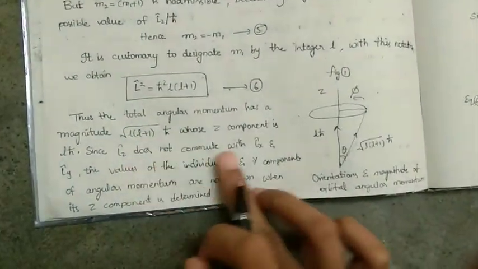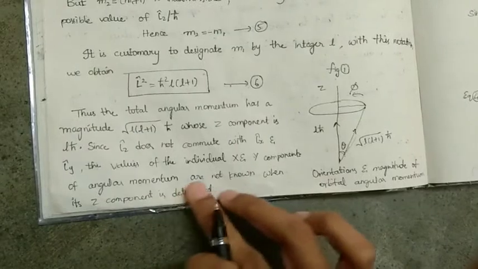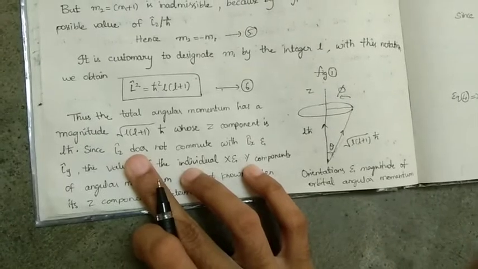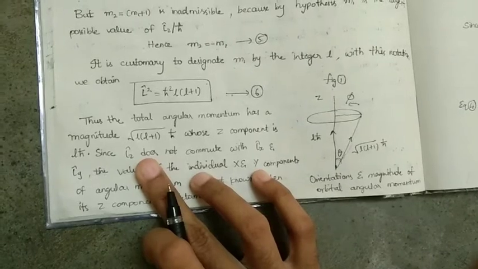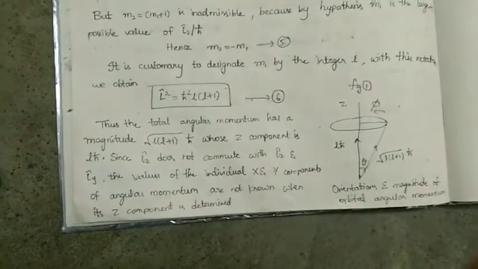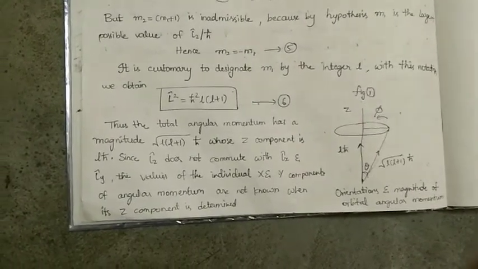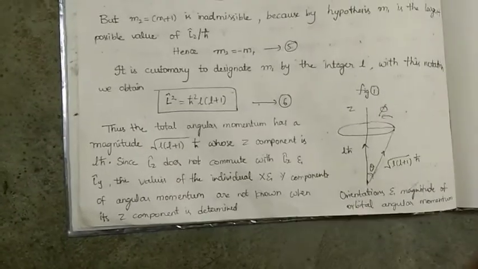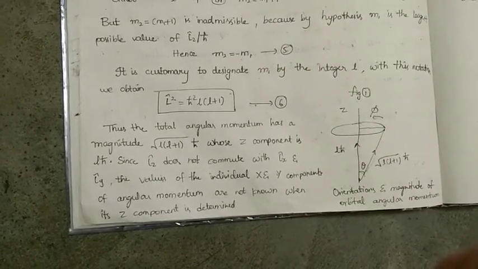Since Lz does not commute with Lx and Ly, the values of individual x and y components of angular momentum are not known when its z component is determined. As we know, the commutation of Lx, Lz is not equal to 0, and the commutation of Ly, Lz is not equal to 0. Actually, the commutation of Ly, Lz is i h cut Lx, and the commutation of Lx, Lz is minus i h cut Ly. So there we are not getting 0, and that's why we are saying this.